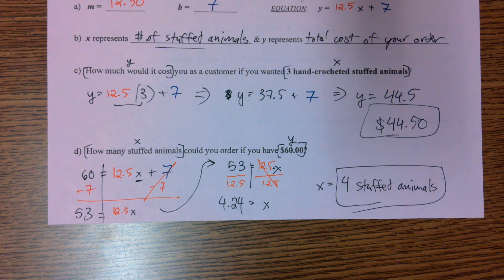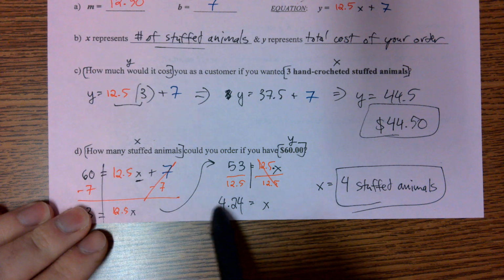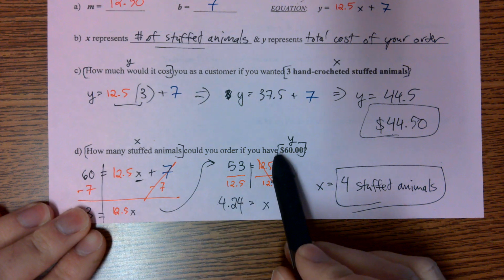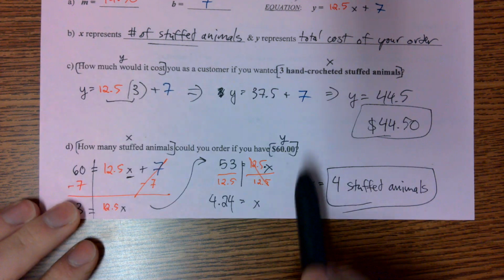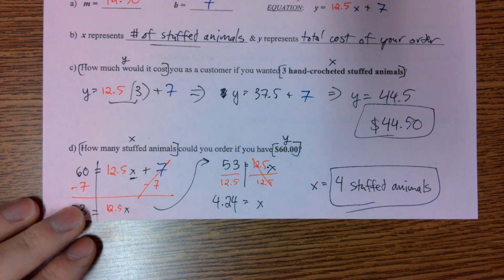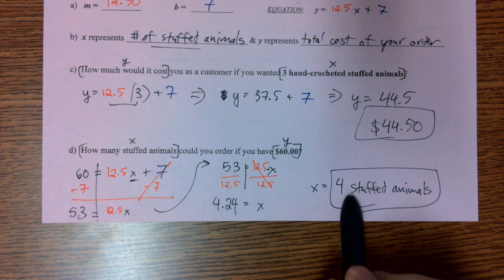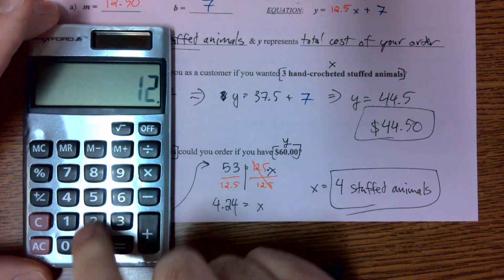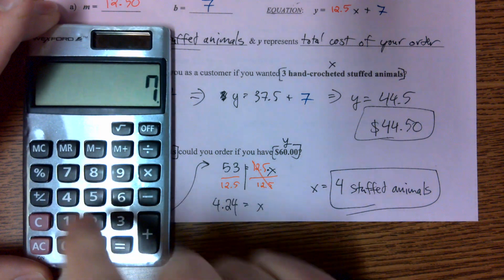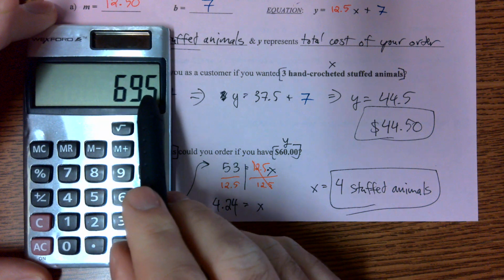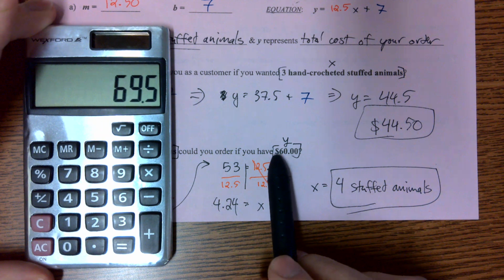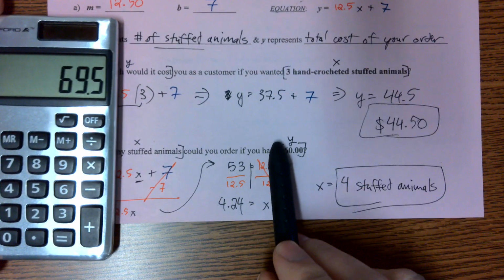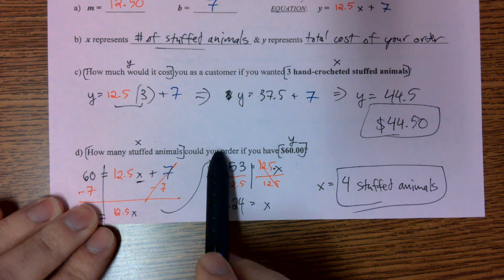Whenever we're dealing with a situation like this, it's a real-life context. So we have to think logically. The most amount of stuffed animals we could order with this amount of money, without going over this amount of money, Price is Right rules, for any of you that watch Price is Right, is 4 stuffed animals. We can't order 5 stuffed animals because 5 times 12.5 plus 7 would be 69.5. We don't have $69.5. We only have 60. So even though we're not going to spend that entire $60, the most amount of stuffed animals we could order would be 4.